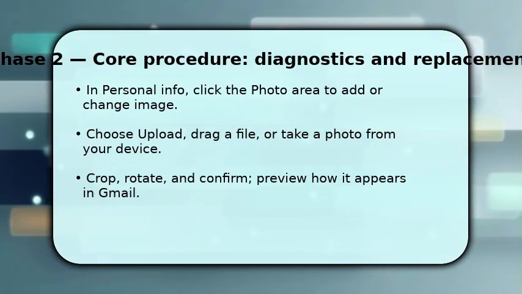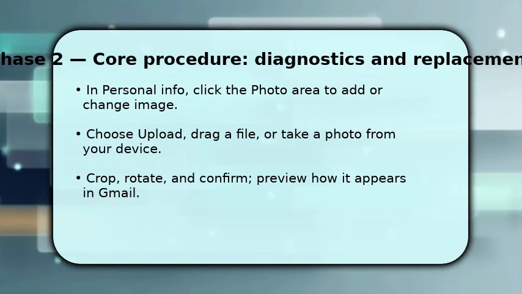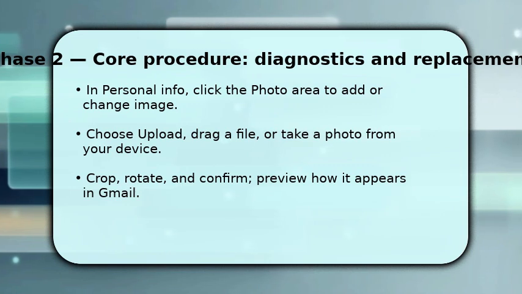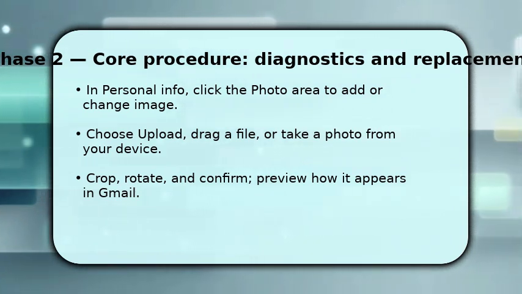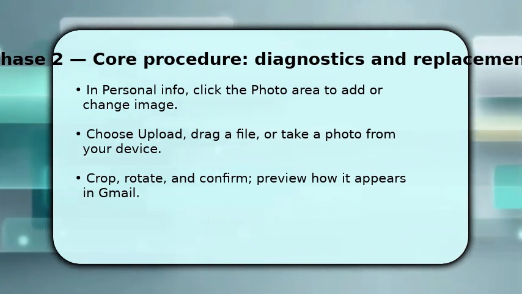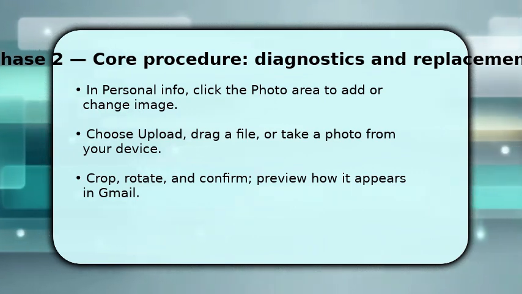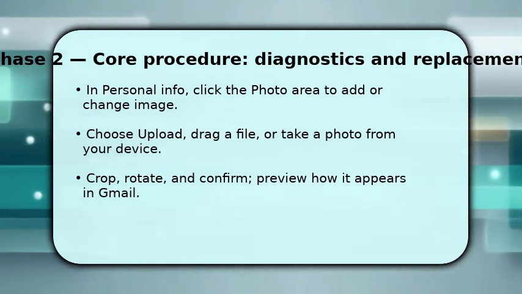Once you're in Personal Info, click the Profile Photo area to open the Upload dialog. You can select Upload and drag a file from your computer, or pick Take Photo if your device supports it. Make sure the image is clear and professional. Google auto-crops to a circle, so position and zoom before you confirm. After you crop and rotate as needed, click Set as Profile Photo. This commits the change. Give it a moment to propagate, because sync can take a minute across devices.